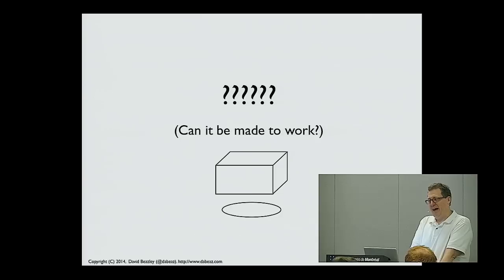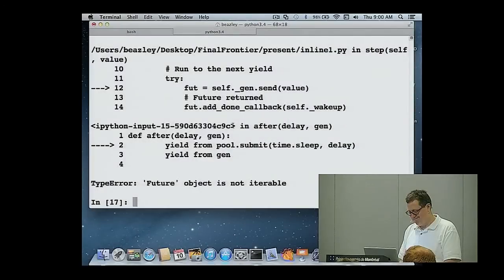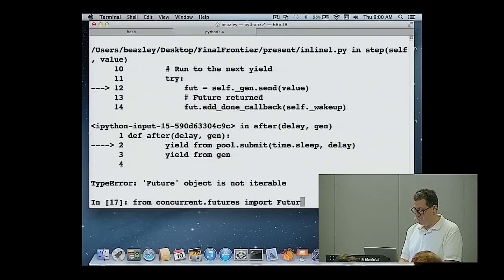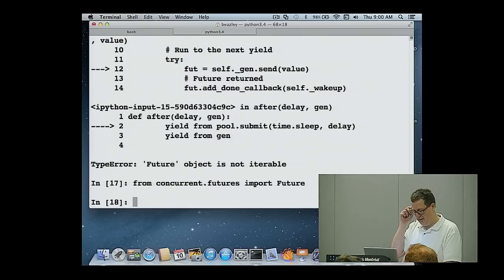Could we put the square peg into the round hole if we hit it hard enough, or something like that? And it turns out you can. Let me show you how you would do that. This will really blow your mind here. Okay, so I'm going to import the concurrent future object. This is an existing object. If you want to make that work, you just have to address this error message. It's not iterable. Well, let's make it iterable.